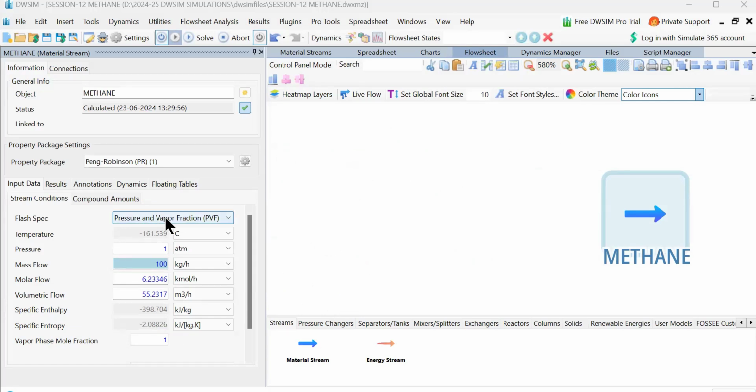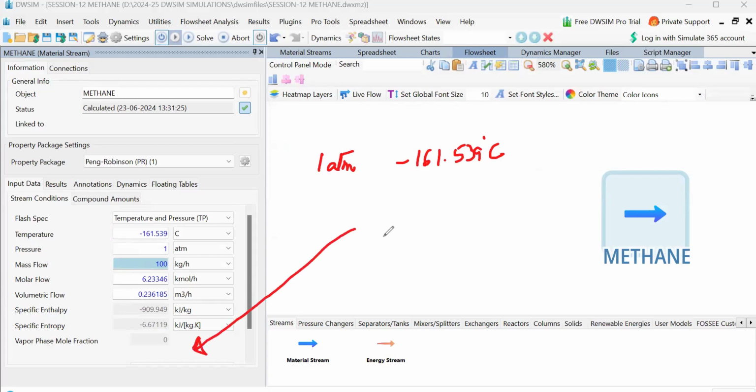Now I change this pressure and now I go to temperature. Now I come to temperature and vapor pressure. Now see again, exactly see. Actually, the interpretation was wrong. The interpretation here is, see, at 1 atmosphere and at the temperature minus 161.539 degrees centigrade, you can see the vapor phase mole fraction, sir, it is 0. That means it is already in liquid condition.